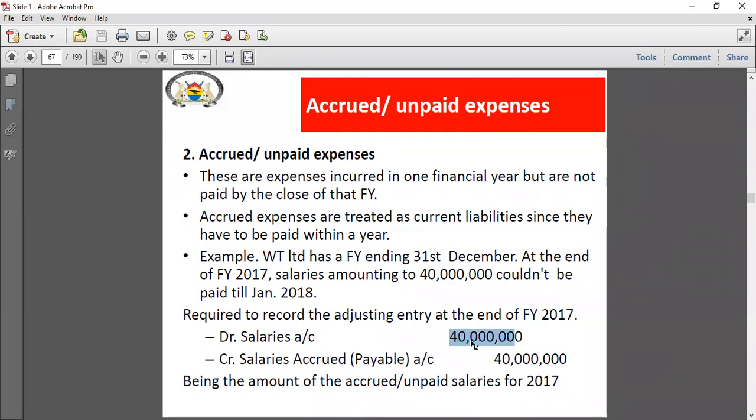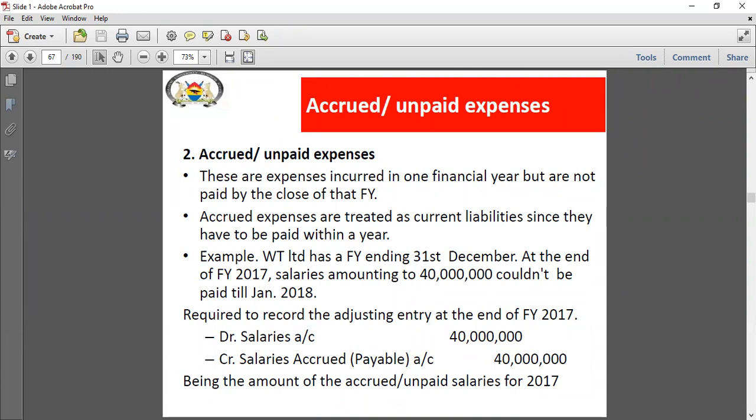You get it, by the 40 million. And then we credit the accrued, basically, of course, recognize the payable. Remember, when liabilities are increasing, we credit them. So that is what we basically do for this case. So we credit our liabilities with 40 million.